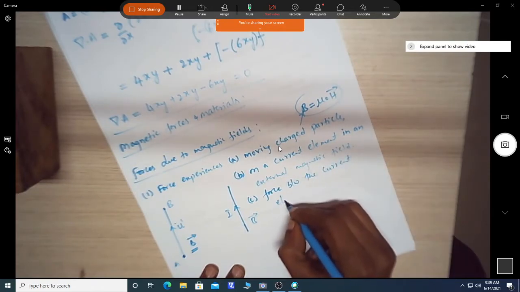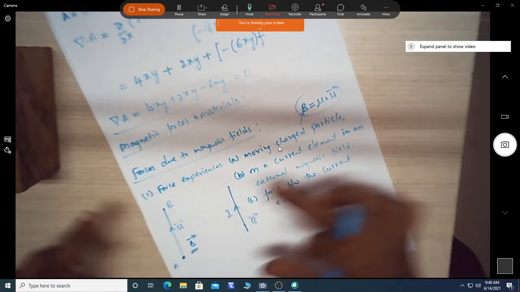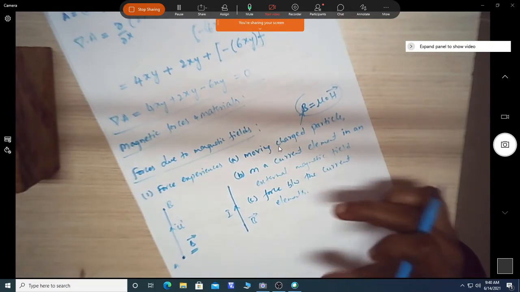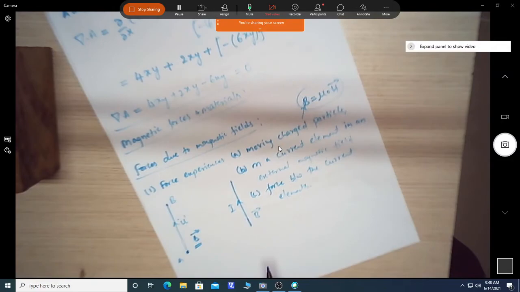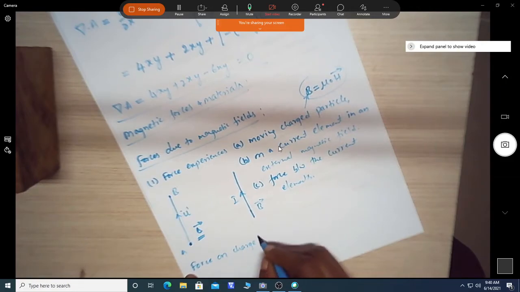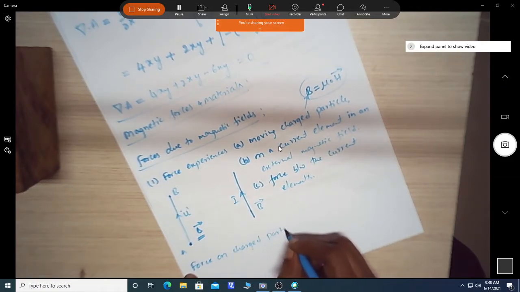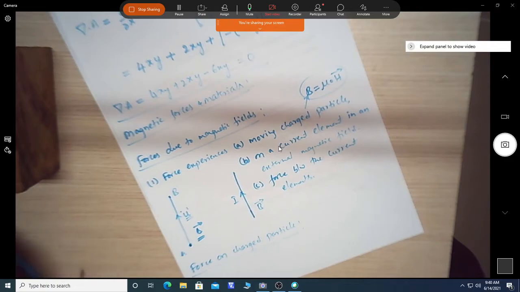Okay, the force between the current elements. So now these are the three types of force experienced due to this magnetic field. First, we will see the force experienced on a charged particle which is moving with a constant velocity u. So, force on a charged particle.